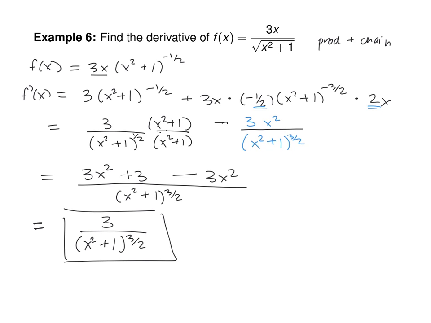Does the common denominator thing make sense? It's the exact same thing we had earlier, when we had something like 1 over root x and then minus 1 over x to the 3/2. It's the same process, right? It's just that the thing, instead of being an x, is an x squared plus 1.